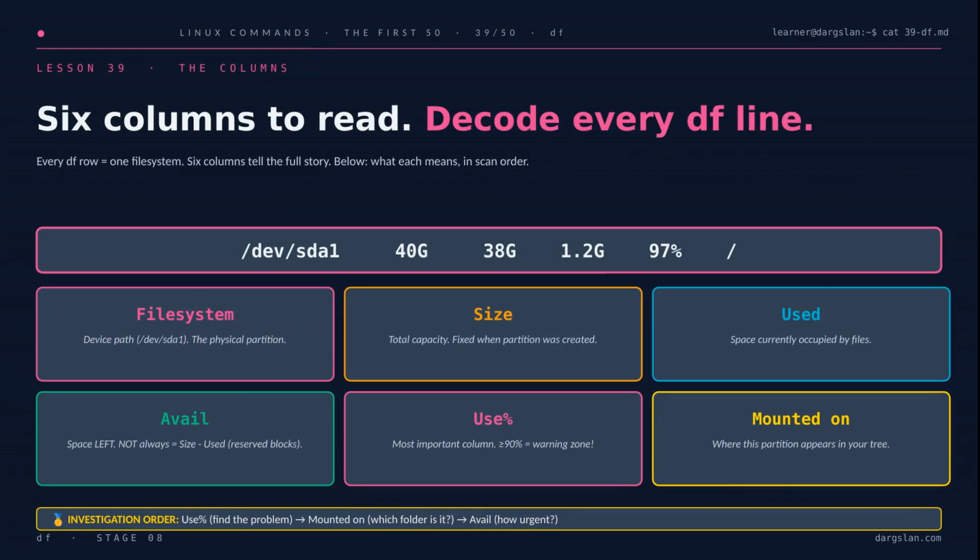But before Sarah acts, she needs to read every column fluently. 6 fields per row. Filesystem is the device. Size is total capacity. Used is what's eaten. Avail is what's left. And watch out, that's not always size minus used because of reserved blocks. Use% is your alarm bell, and Mounted on tells you which folder in the tree is hurting. Her scan order? Use% to spot it. Mounted on to locate it. Avail to gauge how much time she's got.